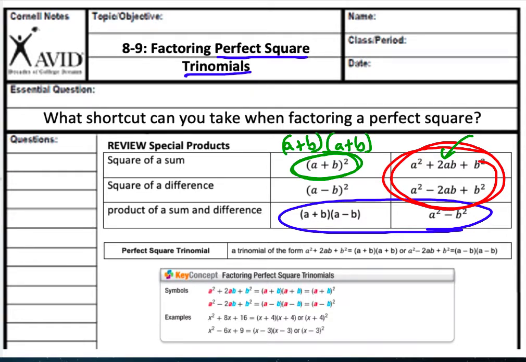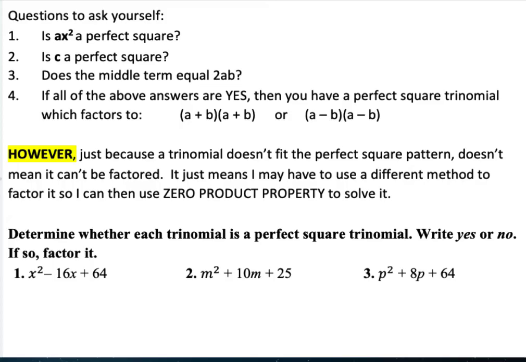When I do a times a, I get a squared. When I do b times b, I get b squared. But in the middle, I get an ab and another ab, so I really get two ab's. When we can find that pattern, we can very quickly factor this one without too much work. It's just knowing what to look for and then how to put it to use.